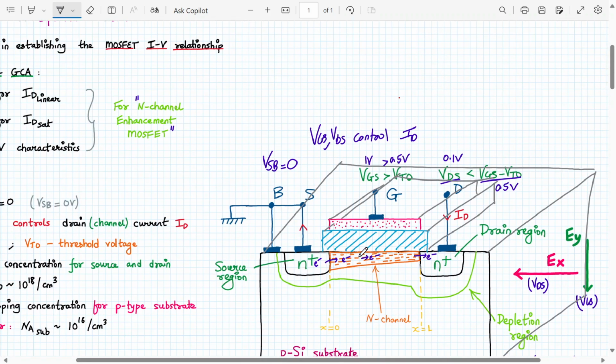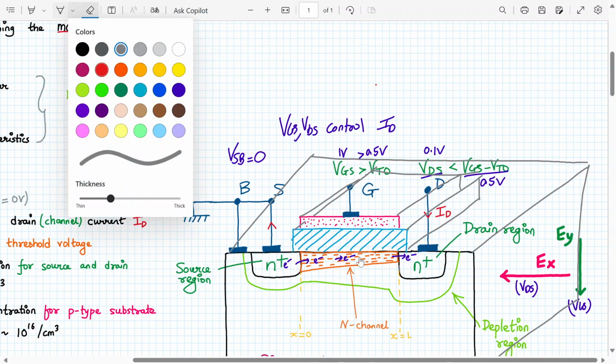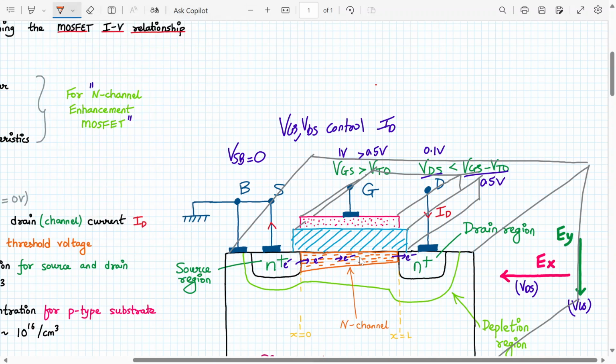Now let me draw only the channel area, the channel region. The channel is slightly tapered. Here, it's not uniform. It's slightly tapered like this. It's not uniform throughout because of the drain to source voltage. What I mean to say is this: if I draw it slightly bigger, it's slightly tapered like this. This is the front view of the channel.